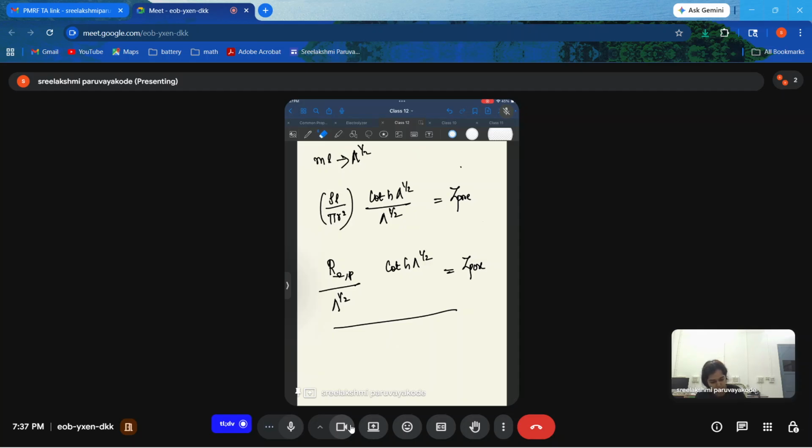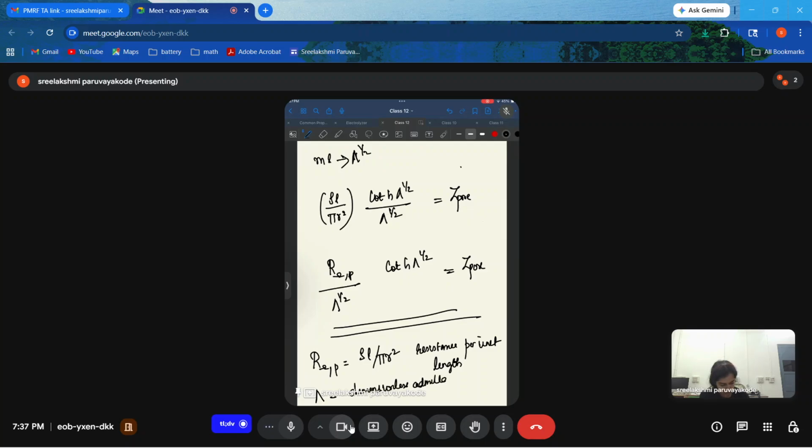So I can write this in this form. Now where rho, the resistance of the core, is given by rho L by pi r square, or this is called resistance per unit length. This kappa is a dimensionless admittance.